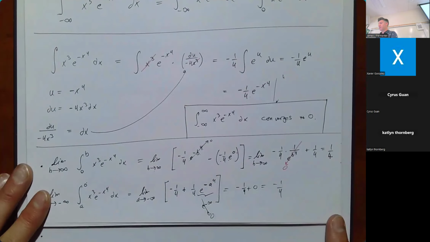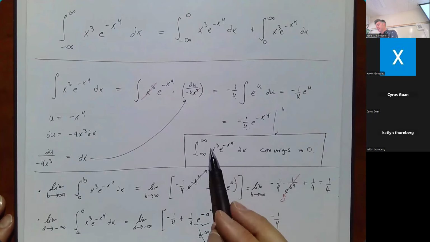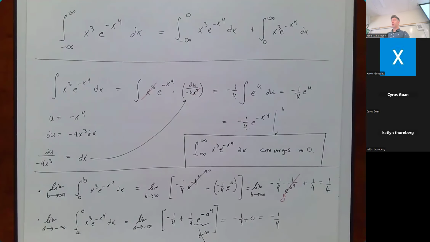Now, if we had noticed that that function inside the integral was an odd function, it might not be so surprising that that integral is equal to 0. Because generally, the integral from negative a to a of an odd function is equal to 0.